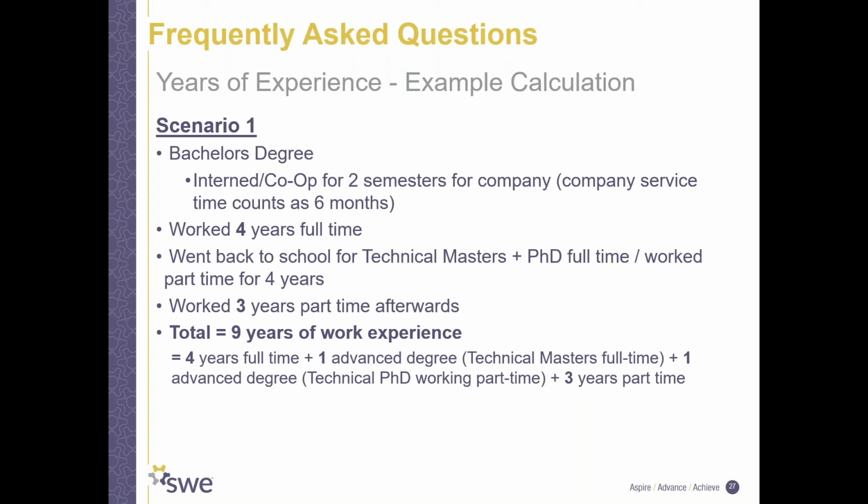You've got 4 full-time years after your bachelor's degree. The co-op stuff does not count. You have 1 additional year for your technical master's and 1 for your technical PhD while working part-time. And then you have 3 years of part-time experience after. So that's your first 4 years full-time, 1 year for each of your 2 technical graduate degrees, and then 3 years part-time afterwards.